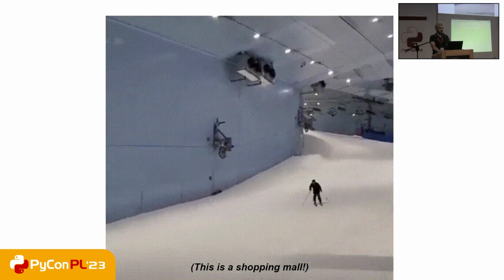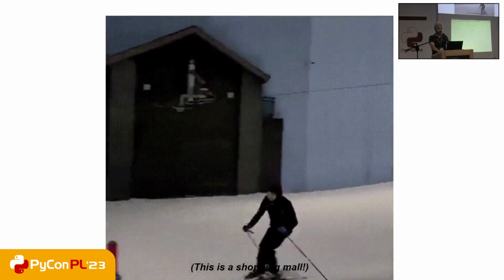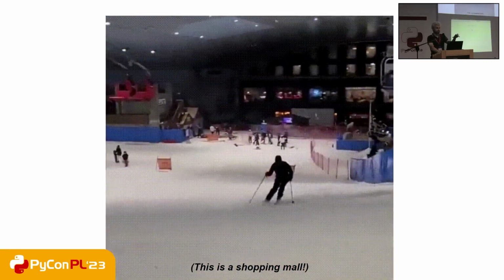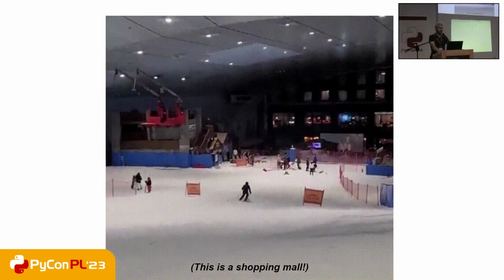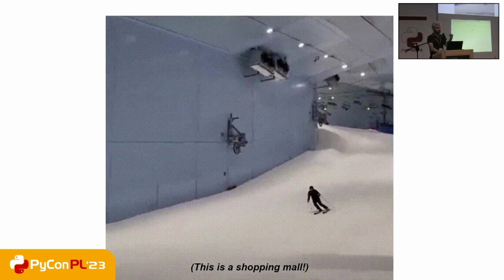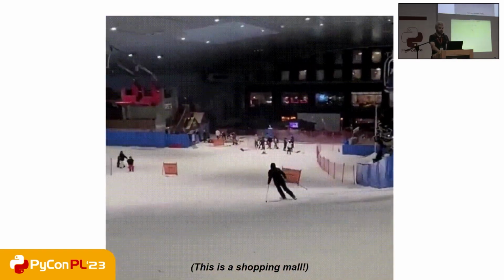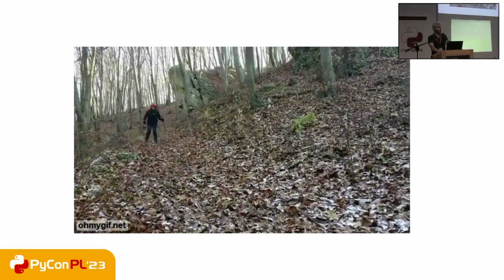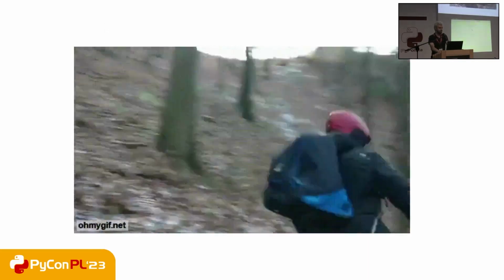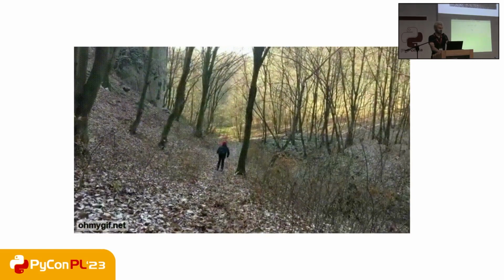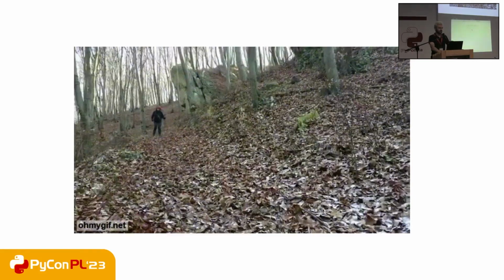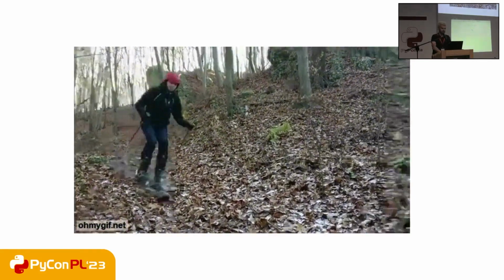Like for example, here this is a shopping mall in Dubai. Literally, you have a hotel, and the windows that you can see there, it's literally a hotel with a view to a ski resort. Or for example, on leaves. By the way, if you look it up on YouTube, people skiing on leaves, it's much more difficult than it looks.